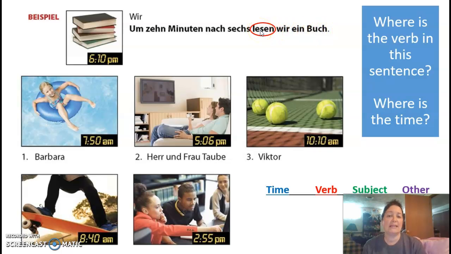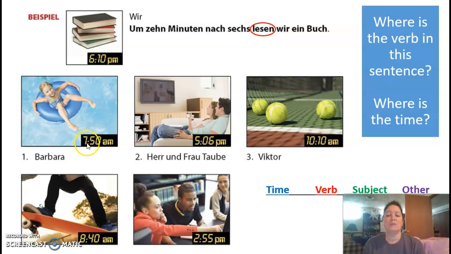So this is the verb, lesen. The verb always has to be second. This tells you that the verb is in second position. So if the time comes first, 10 Minuten nach 6, all that is the time phrase, even though it's several words. The verb has to be the second element, lesen wir ein Buch. If you flip that around and you just said, wir lesen 10 Minuten nach 6 ein Buch, that would be fine. You can flip-flop the time and the subject, wir. But this verb lesen, it's really special. It has to go second.